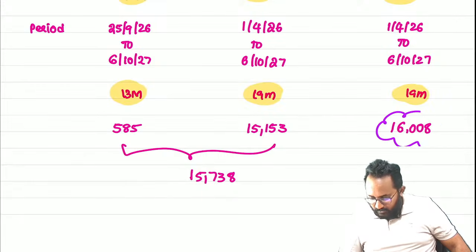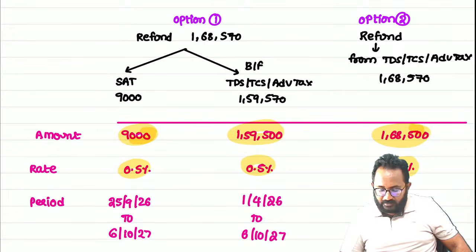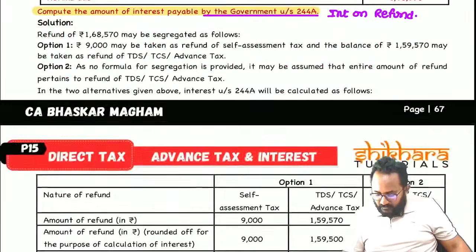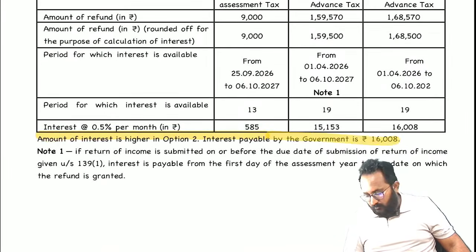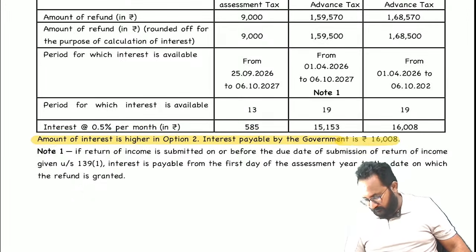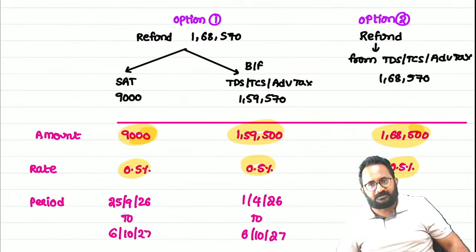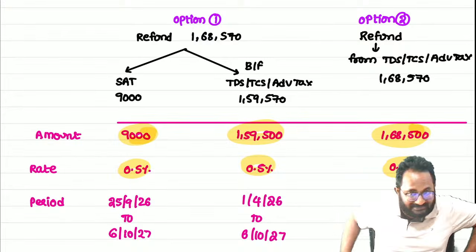So which option is better? Entire amount of refund if taken from the TDS, TCS, that is only best. Here they written the conclusion also, option 2 will give the more amount of interest. So which is best? 16,008 is best. Understood this question? Interest on refund is very important. Don't think of it as light.